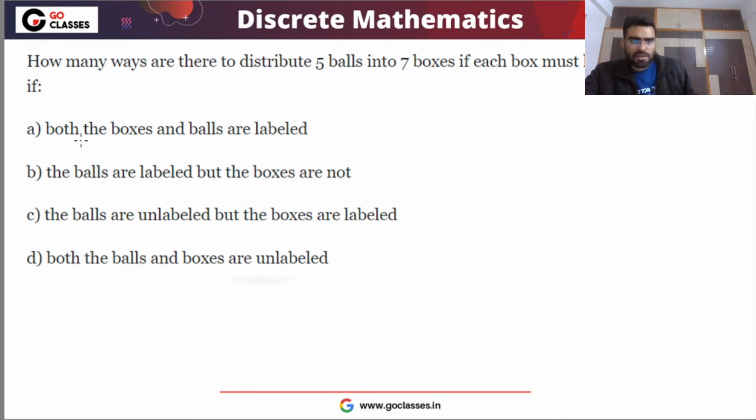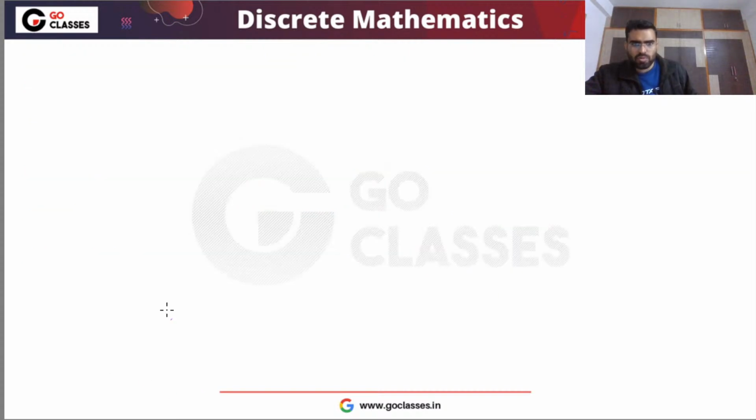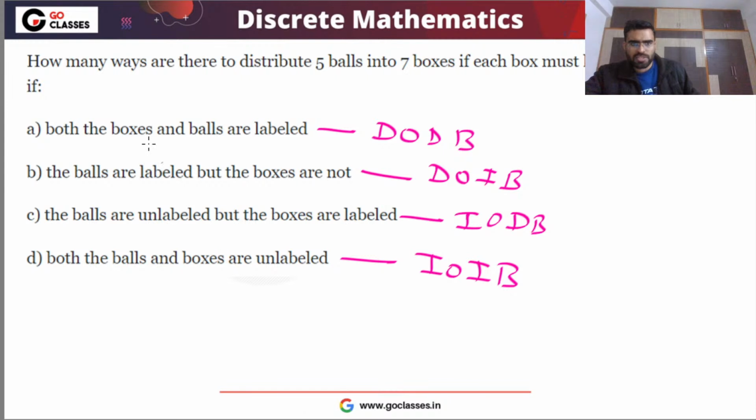Okay, so for example both the boxes and balls are labeled, means this is your DODB template. Here the question is boxes, balls are labeled, so this is DOIB. And you can notice here this is IODB. And what is this? This is IOIB. So can anyone tell me quickly the answer for option A?